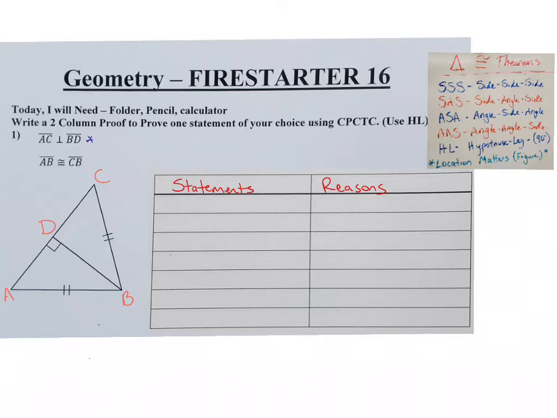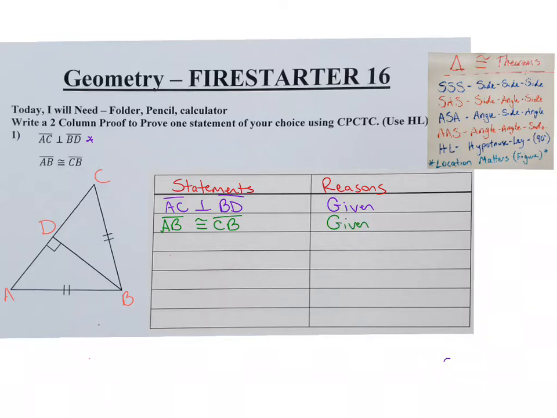So look, this right here is given. They wrote it down. So this is AC, and if you don't know, this BD, that little upside down T means perpendicular. So the reason for that is given. And the other given that we have is AB is congruent to CB, given.